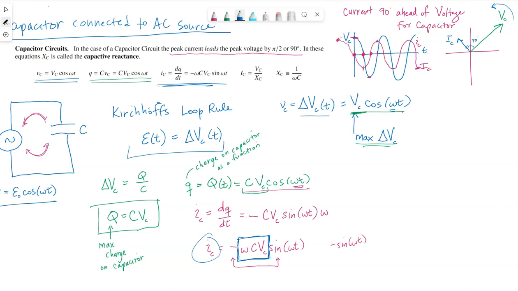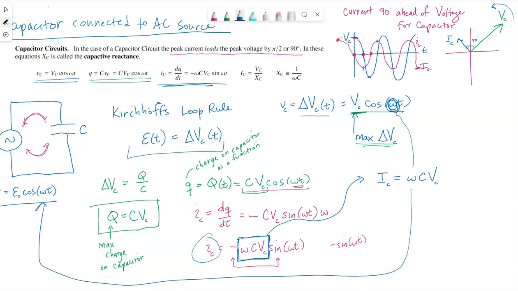Since this function is describing the current at any moment in time, so the instantaneous current, we can say that the maximum or peak value of the current in a circuit that has just a capacitor is going to equal omega C V_C. This omega is the rate at which this system is oscillating. If we come back over to the source voltage, I kind of scribbled out omega there, sorry. The source is alternating with time. That omega right there is the angular frequency of that source voltage. C is the capacitance. Capital V sub C is the maximum potential difference the capacitor will potentially see.